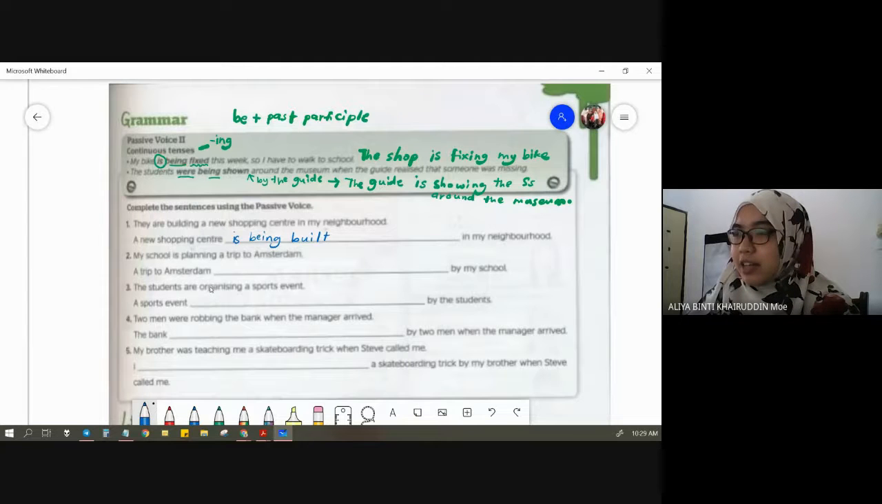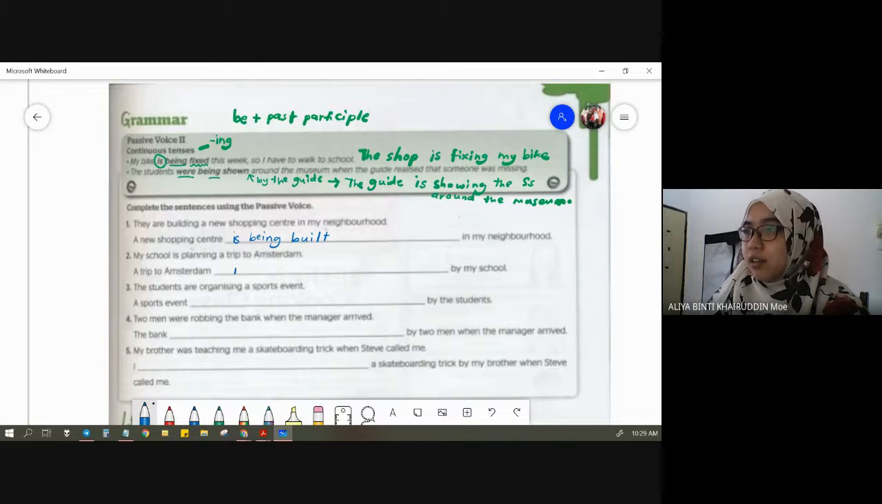All right. Okay, now let's do number 2. This is quite easy also. A trip to Amsterdam by my school. What? Is? How do we change this into past participle?